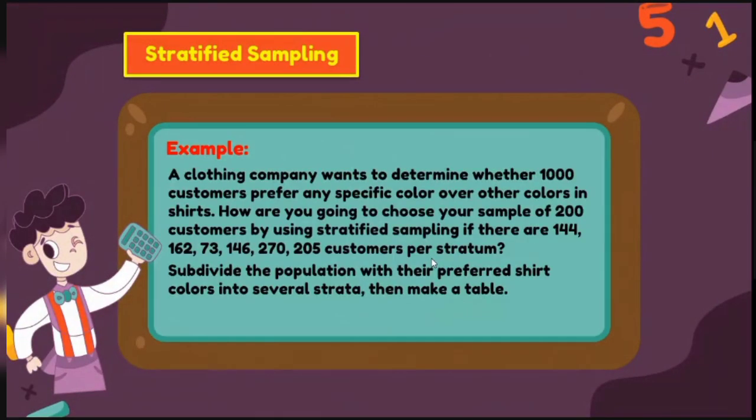So next one, these are some of the examples. So example number one, a clothing company wants to describe whether 1,000 customers prefer any specific color over other colors in shirts. How are you going to choose your sample of 200 customers by using stratified sampling? If there are 144, 162, 73, 146, 270, 205 customers per stratum. Subdivide the population with their preferred shirt colors into several strata, then make a table.